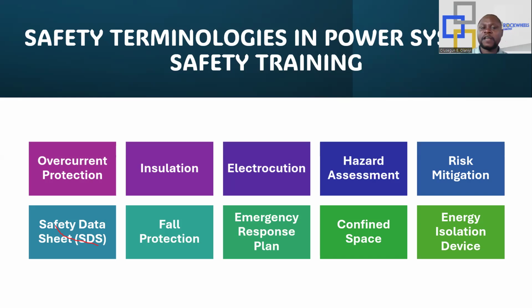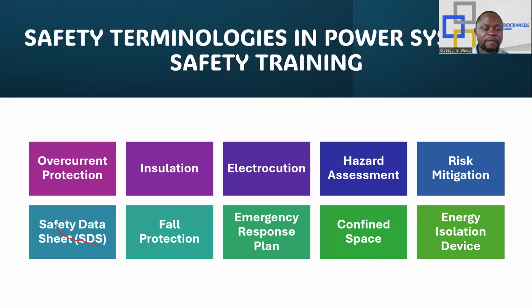We have fall protection, we have emergency response plan, and then we have confined space. Let me talk on this confined space. Confined space is actually a place or an area that is not designed for continuous occupancy. Confined space is not a place for you to stay. It is just a place for you to go and carry out a task and then you leave. And that is what is referred to as confined space.